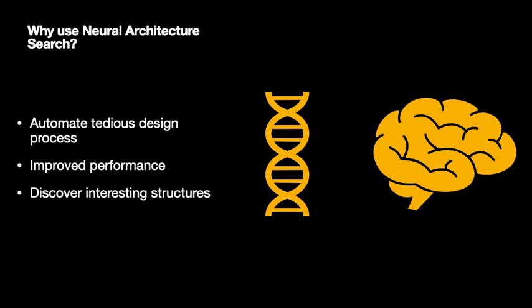And the third reason why you'd want to use neural architecture search, and I think that is the most interesting one from a theoretical standpoint, is that by automating the search, you can find new interesting structures that you would not have thought of using if you were designing an architecture manually.